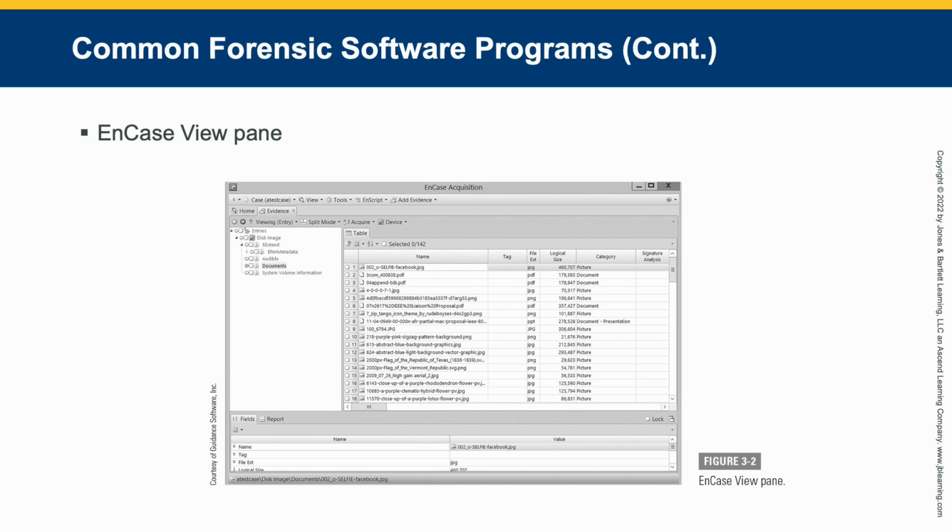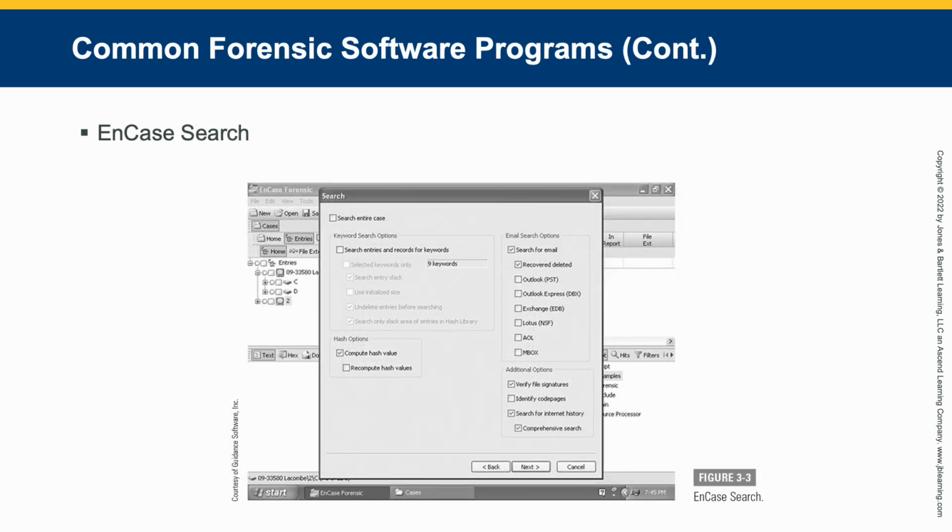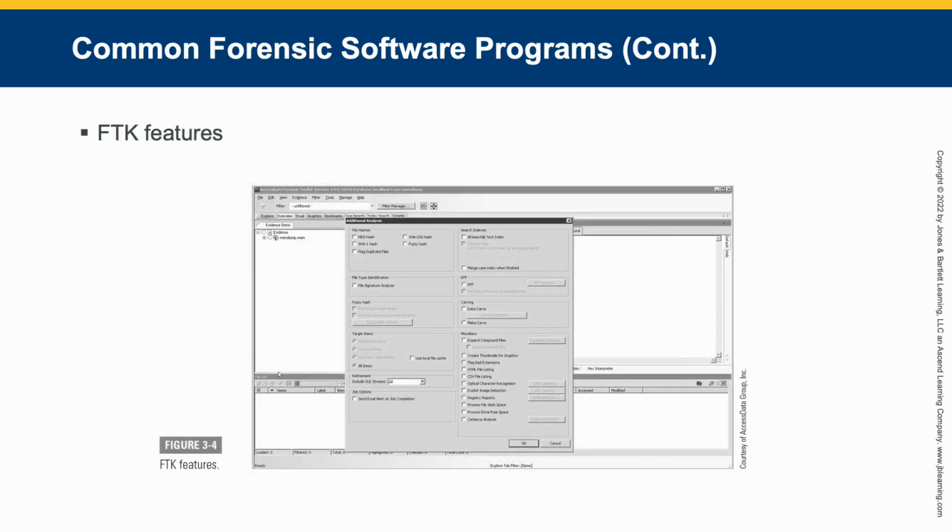EnCase view pane gives us all the details, including JPEGs, PDFs, and all that jazz. EnCase search allows us to set the priorities and adjust the configuration to go and find the details. FTK, or forensic software programs, allow us to write a configuration to conduct R&D in a little bit more depth.